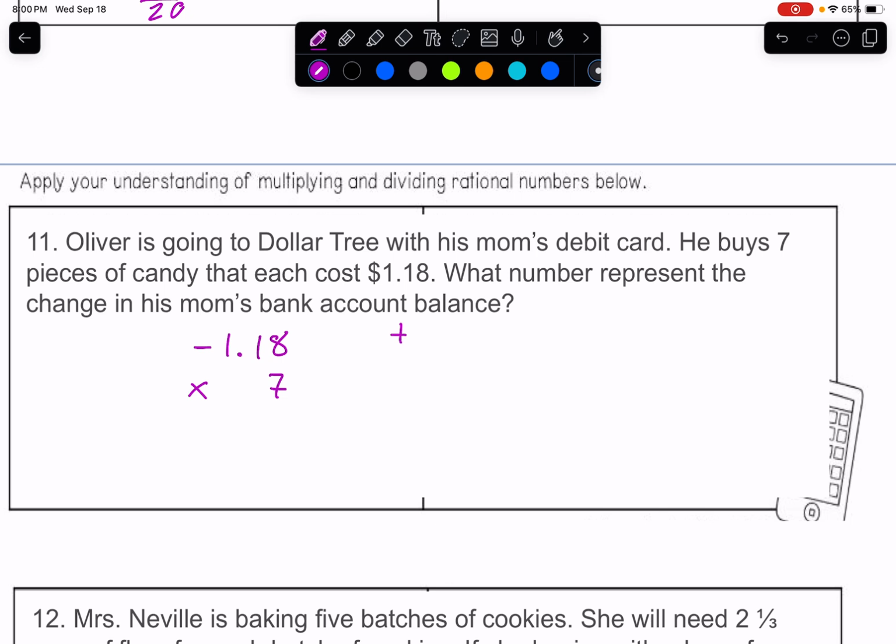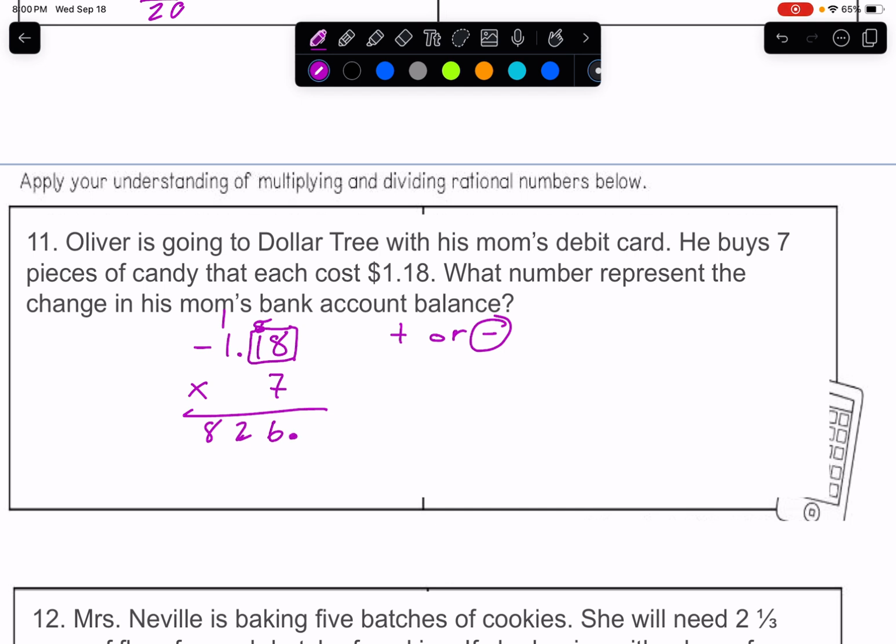Good job, number 12. Mrs. Neville is baking 5 batches of cookies. She will need 2 1/3 cups of flour for each batch. She begins with a bag of flour that contains 20 cups. How many cups of flour will be left in the bag? Well, first, figure out total cups of flour used. How many cups did she use?